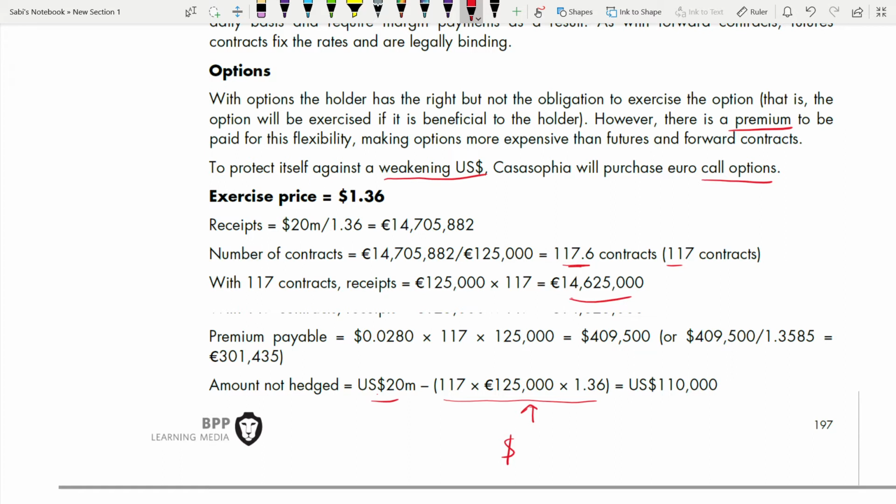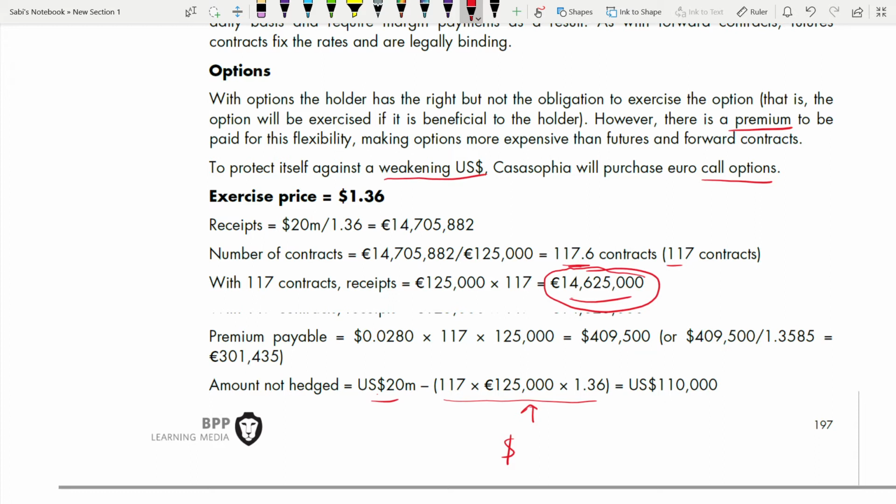You forget to multiply and then you keep it in euro, and then you deduct dollar minus euro amount, which is completely wrong. Check your currency. It is important that you check your currency, both have to be in dollar. That's why you're multiplying again by the exercise price. Don't leave it in euro. Don't deduct this. Most of you take this figure and start minusing it from 20 million, which is absolutely wrong.